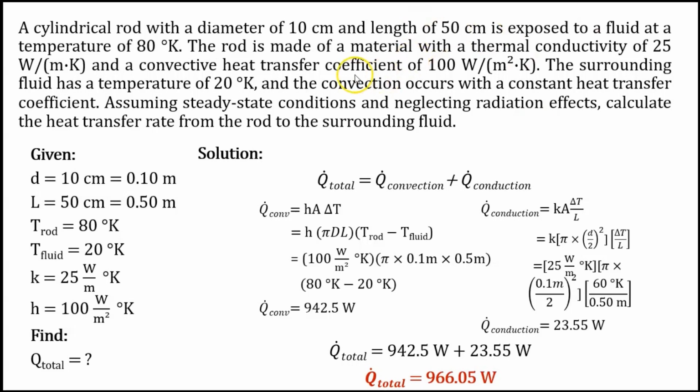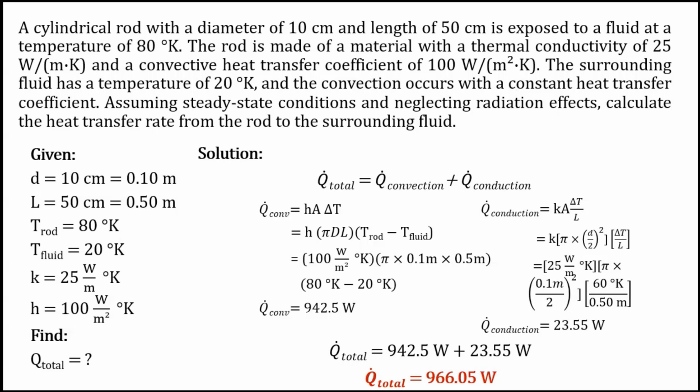So we have here 10 cm as the diameter, which is 0.10 in meters. Also, we have here 50 cm as the length, 0.50 in meters. We have the temperature of the rod, which is equal to 80 degrees Kelvin, and the temperature of the fluid, which is equal to 20 degrees Kelvin. Also, we have here 25 watts per meter Kelvin, which is the thermal conductivity, and 100 watts per square meter Kelvin, which is the heat transfer coefficient.